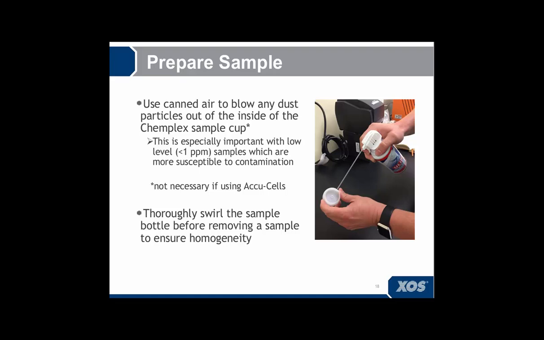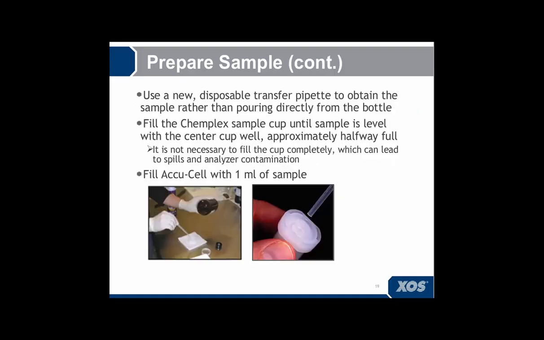Next, thoroughly swirl the sample bottle before removing the sample to ensure homogeneity. Then, use a new disposable transfer pipette to obtain the sample rather than pouring it directly from the bottle. This will help ensure that there isn't contamination.